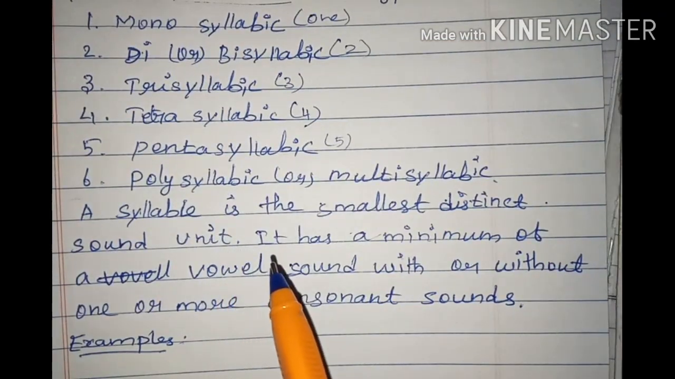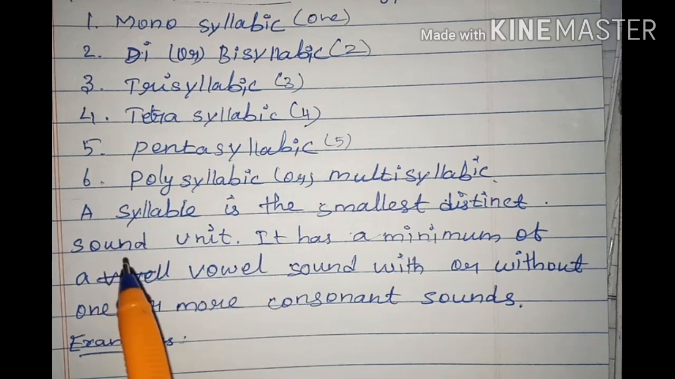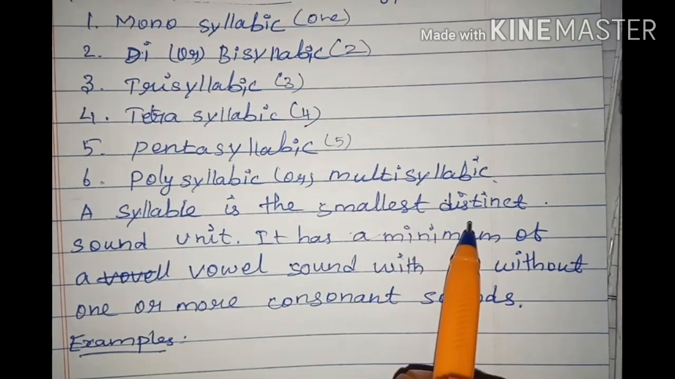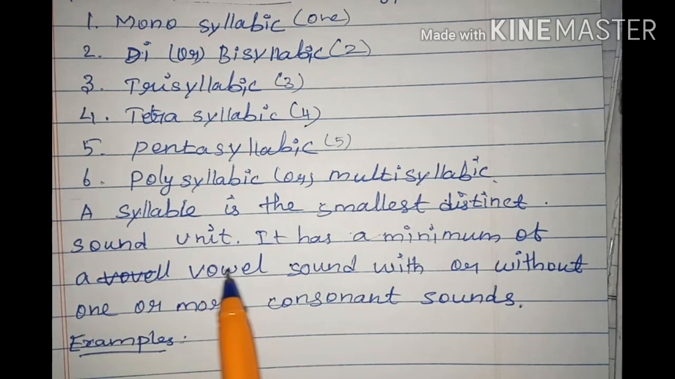Can you tell me what a syllable is? I think you already know. Can you remember it? A syllable is the smallest distinct sound unit. It has a minimum of a vowel sound, with or without one or more consonant sounds. So a syllable is a unit of sound. Don't think of it as a unit of word. This is a unit of sound.